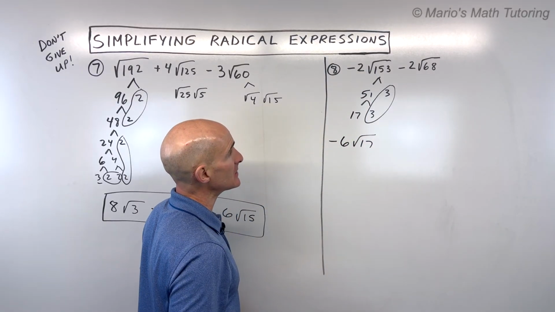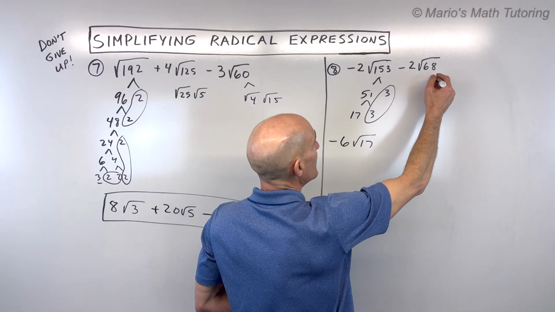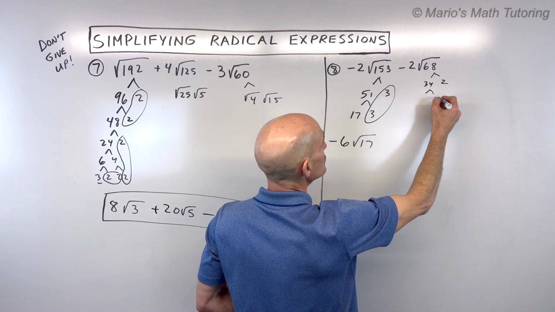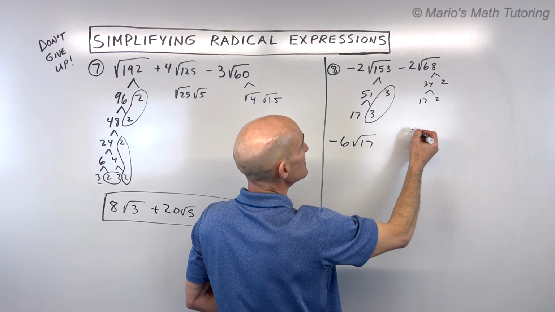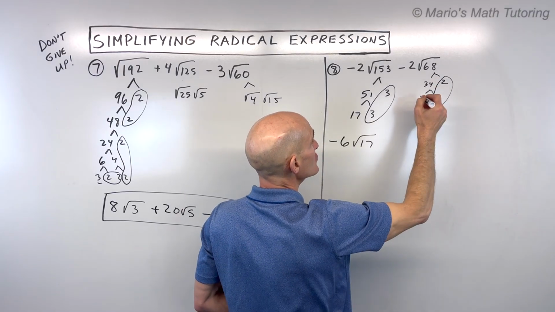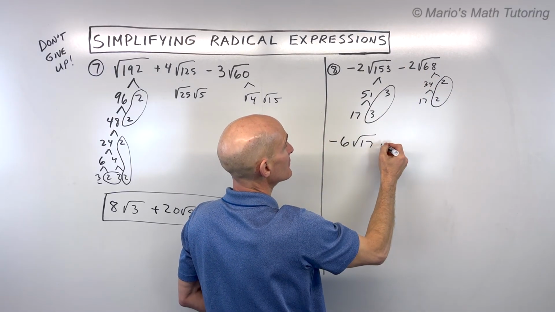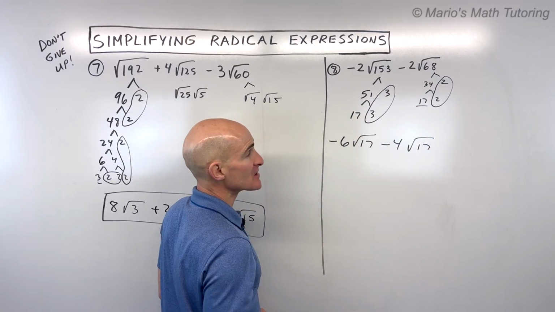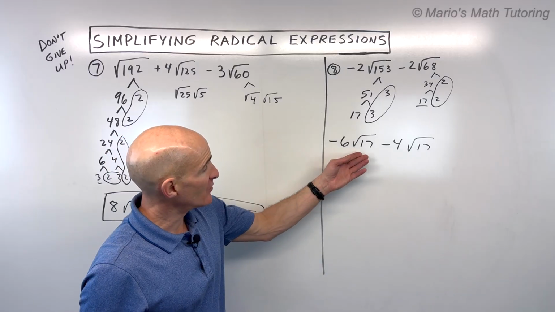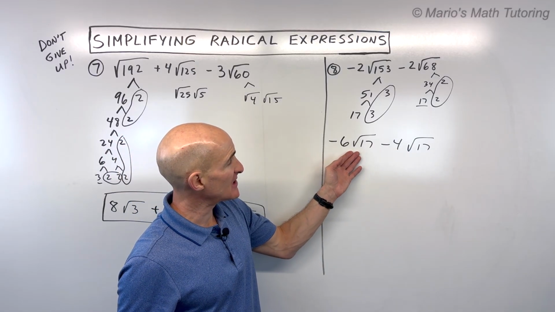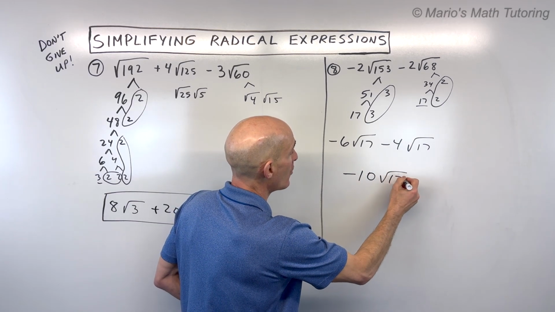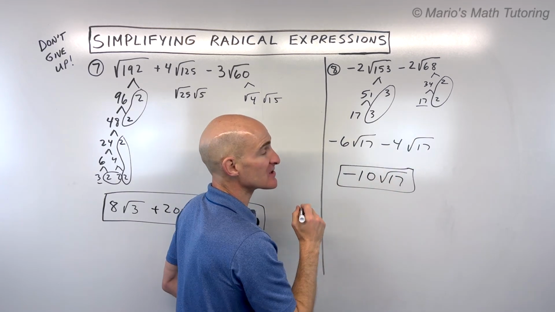square root of 17. Over here, 68, this is an even number, so I can divide this by 2. So that's 34 times 2. 2 times 17 is 34, and then there's a pair of 2s, so that's 2 times negative 2 is negative 4 with a 17 left over. 17 is prime. Now this is nice because we've got the same square root here. We've got negative 6 of these minus 4 of these is negative 10 of that same quantity. So negative 10 square root of 17.